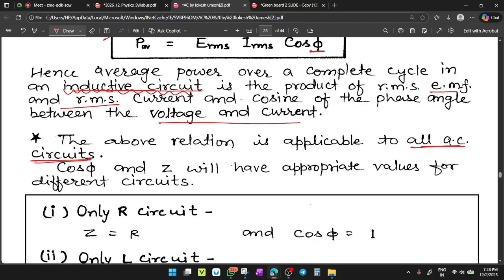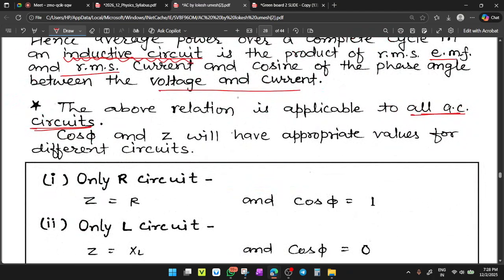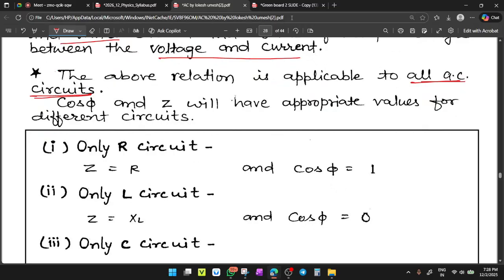Yes, I just said that we have developed this relation from the inductive case, but this formula is applicable for every type of circuit. Clear? So this formula is applicable for every type of circuit. Cos phi and Z will have appropriate values for different circuits. Let us see the value of cos phi.